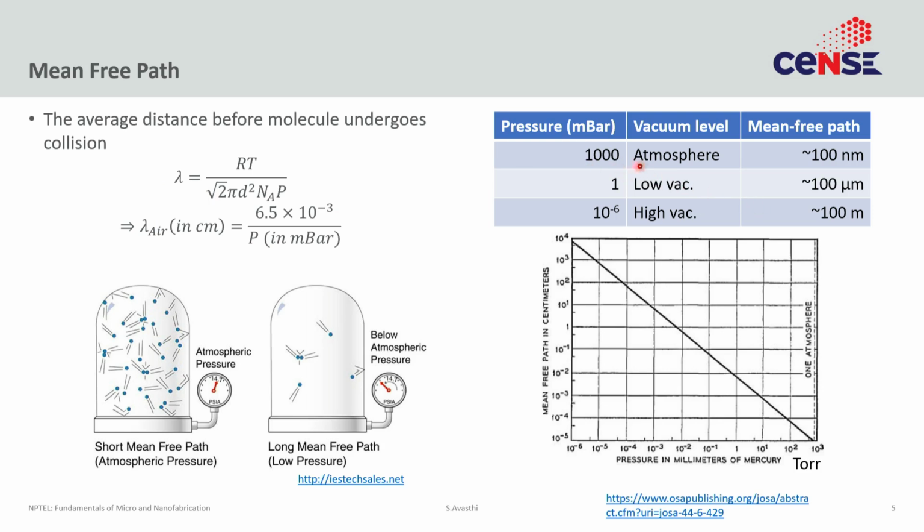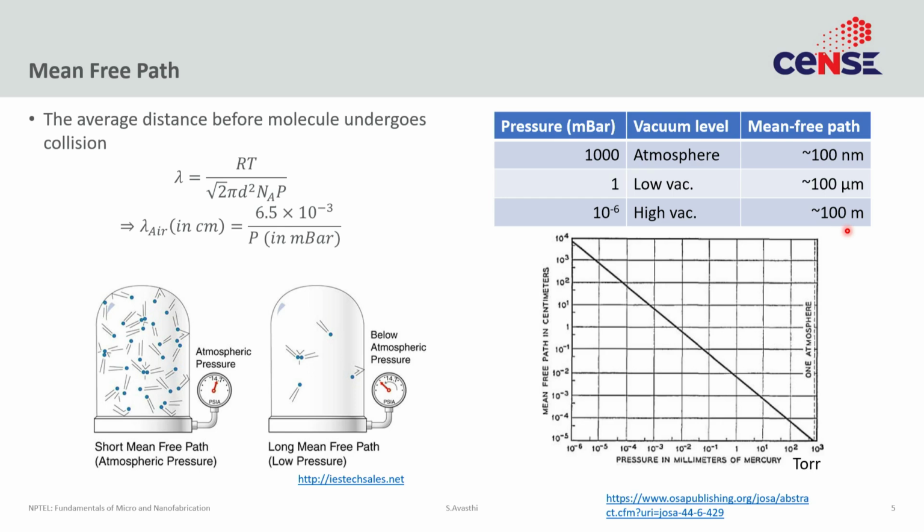At atmospheric pressure, the mean free path is around 100 nanometers. The gas molecule is only moving on average 100 nanometers before colliding with something. As you get to low vacuum, say the LPCVD regime, this number becomes 100 microns. Still pretty small. But once you get to high vacuum, which is where PVD is often done, those values are 100 meters. So the mean free paths are much longer than the size of the chamber itself.